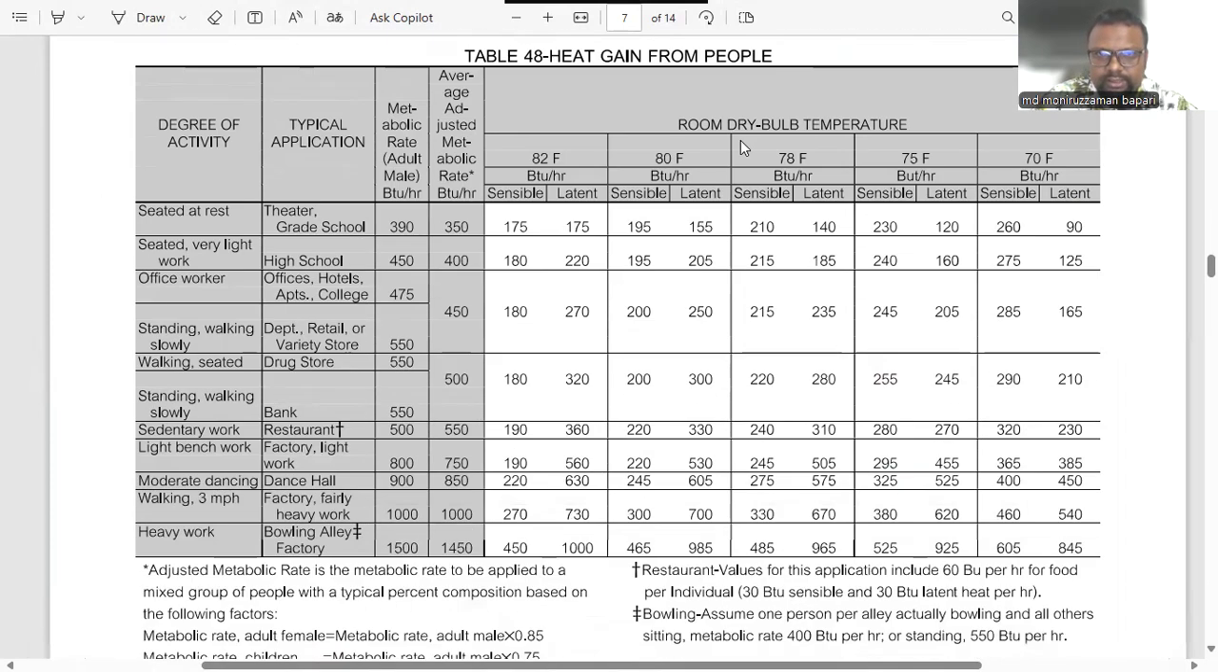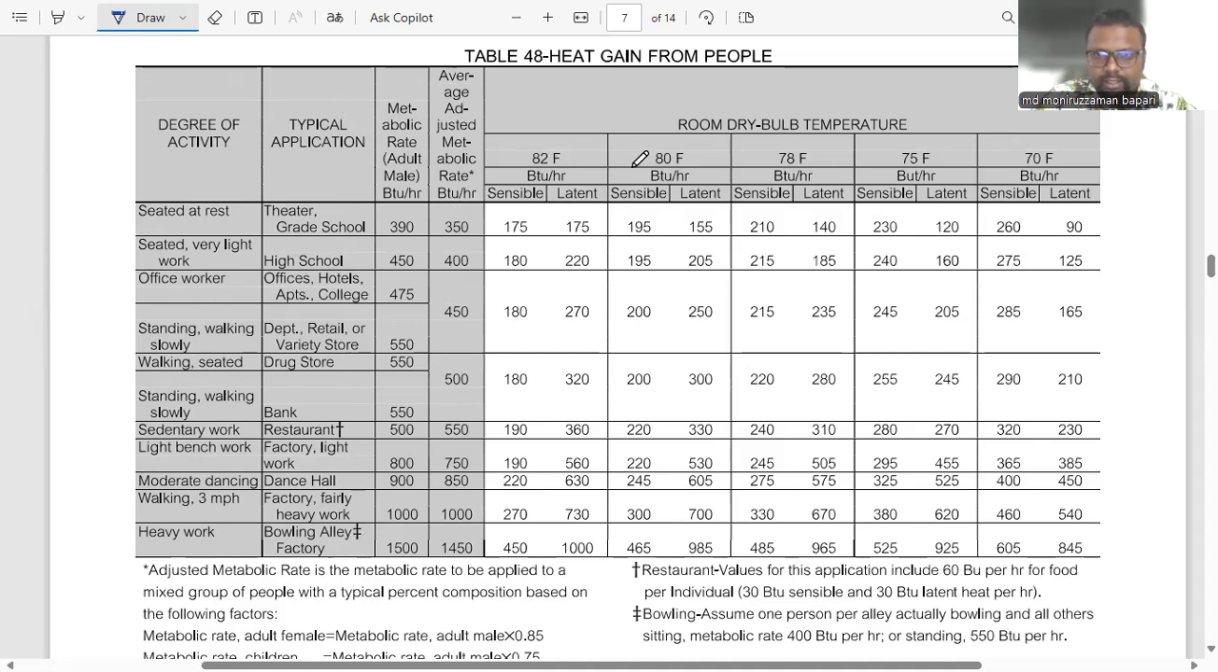Okay, so here is table 48. It talks about heat gain from people. In the very first column we get the degree of activity. Here are activities like seated rest, seated very light work, office work, walking slowly, light bench work, moderate dancing, and heavy work like this one. Typical application examples are here too, like seated rest in a theater, walking slowly in a bank, sedentary work in a restaurant, heavy work in a factory.